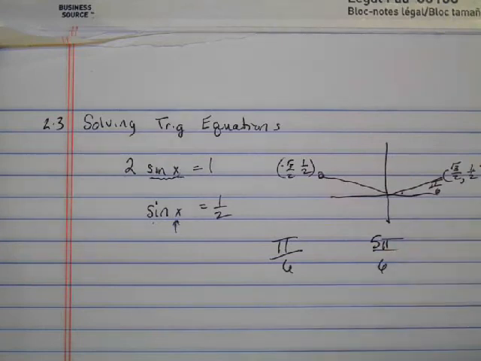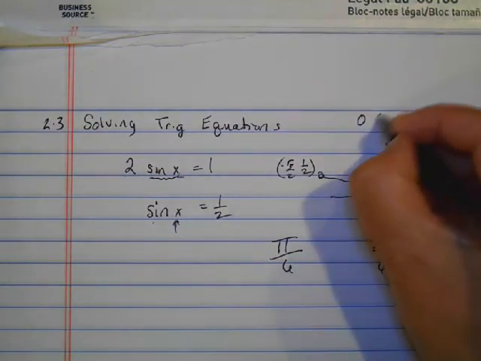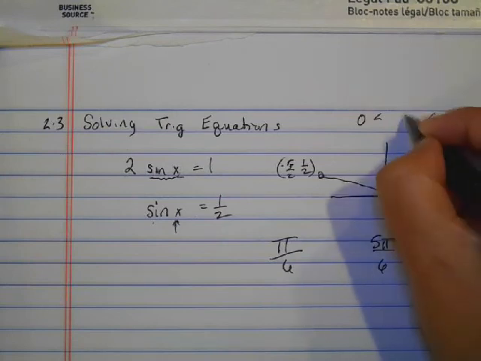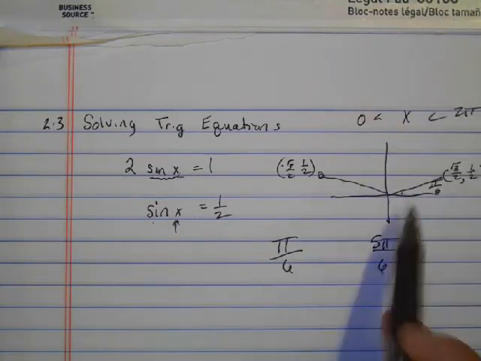Now, most of the time, the directions, and I believe this is how the directions will state it in your homework, will say, show all the answers that happen between 0 and 2 pi. So that would keep it like this.